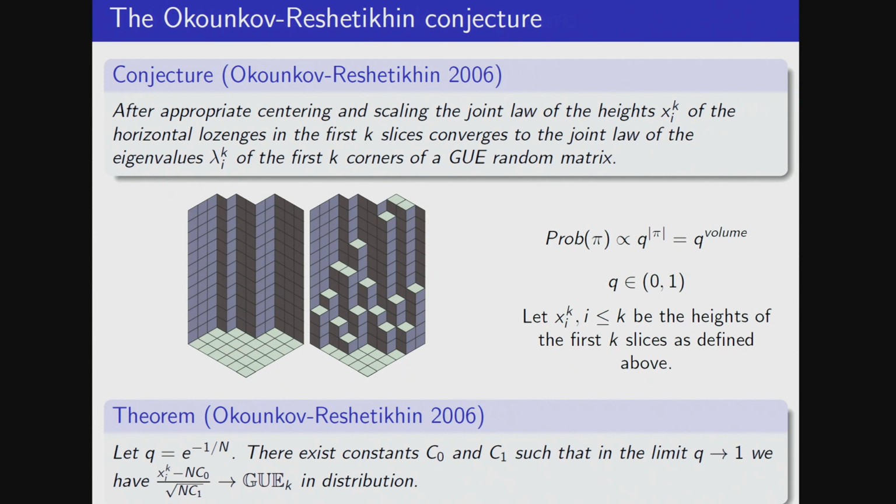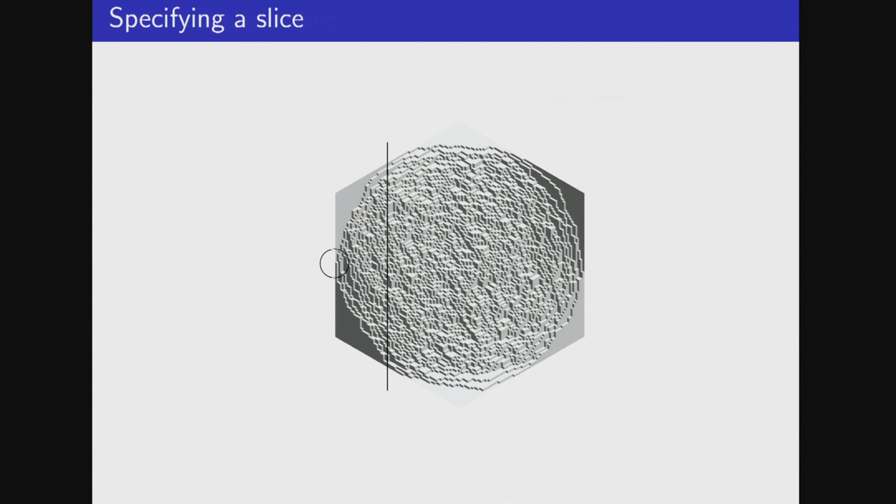Okay, but they conjectured that this should hold universally. So first I'm going to present a result which confirms this, and then I'm going to present a regime where it seems to fail because I've modified the measure somehow, but then we'll see that it actually hasn't completely disappeared. The GUE corners process is still somehow there. And then if there is time, I'll show you a regime where we have completely killed the GUE corners process. So first, let's look at something like this. We are interested in what's happening at this point.